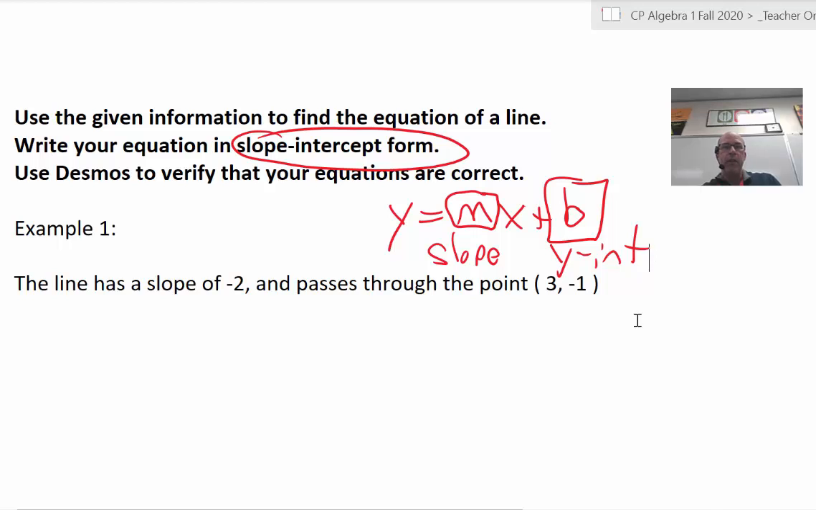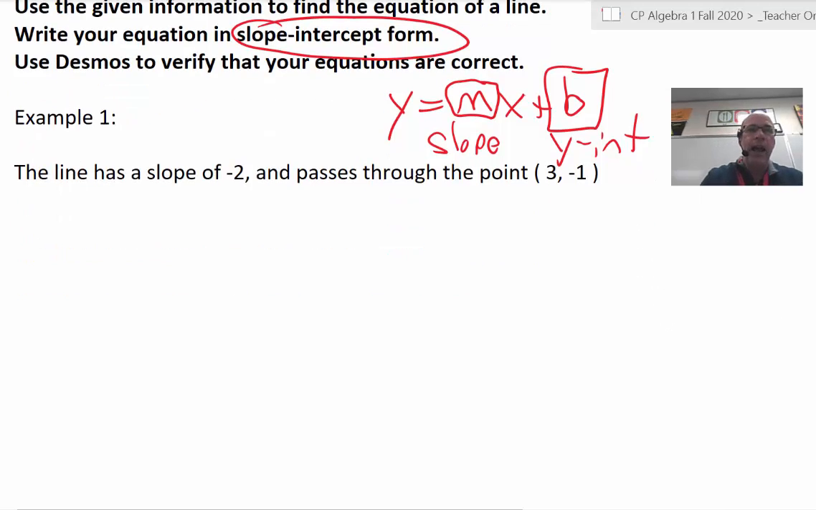Okay, so let's see what we have in the first example here. We're told that we have a line that has a slope of -2, and we're told a point that it passes through. It goes through the point 3, -1. So imagine in a coordinate grid, we have a point here, 3, -1. There's somehow a line that goes through that point and has a slope of -2. So how are we going to deal with this?